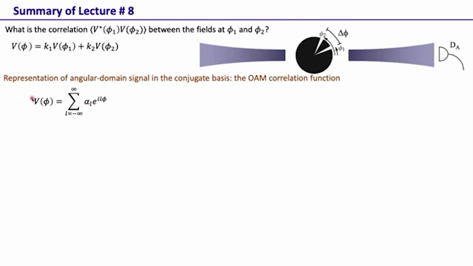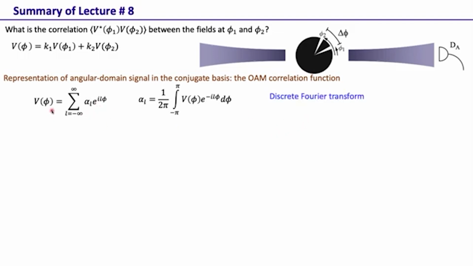Then we saw that a field V of phi can be represented, and we know that phi is a periodic function. That means it goes from 0 to 2 pi, then from 2 pi to 4 pi and so on. That's why V of phi, a signal as a function of phi, can be represented in terms of e to the i L phi, where L goes from minus infinity to infinity. And if we write alpha L in terms of V of phi, that's how it can be represented, where the integral is from minus pi to pi.